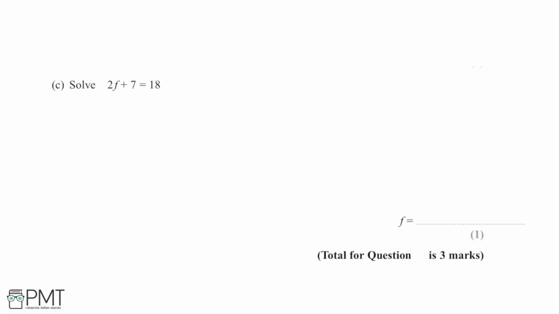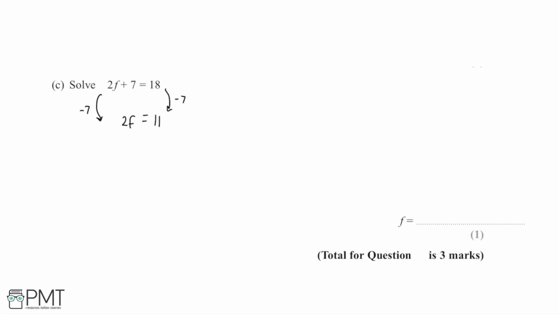Now if I'm looking to get f on its own, I really need to take this away and remove it from this left-hand side. So if I have plus 7, in order to get rid of that, I can subtract 7 from both sides of the equation. And that's going to give me 2f plus 7 minus 7, so that leaves me with just a 2f, is going to be equal to 18 minus 7, which gives me an answer of 11.